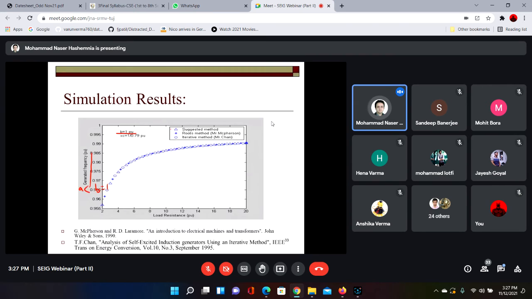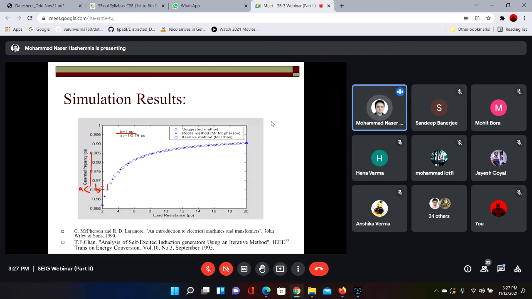And also he has a paper on self-excited induction generators. Then the other method is an iterative method by Dr. Chang. So I have simulated, and you see that the methods give similar results, but if you take the details, then my method is really simpler because it can be generalized to other cases with RC load, with series compensation, or with core loss resistance.